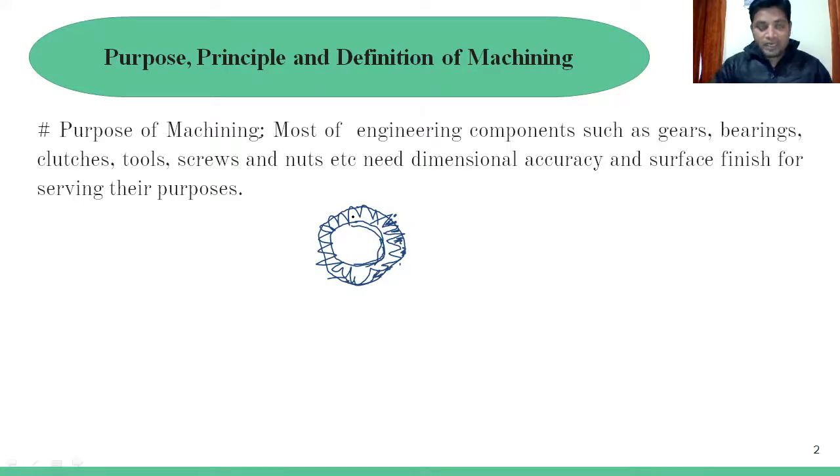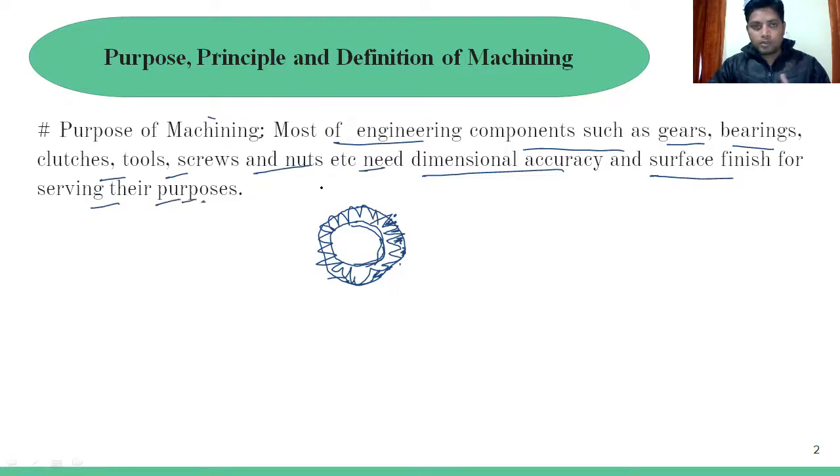If we go to the correct definition for the purpose of machining, then most of the engineering components such as gears, bearings, clutches, tools, screws and nuts, etc., need dimensional accuracy as well as surface finish for serving their purpose. So this is basically why we are using machining, to give them a required shape and size as well as dimensional accuracy and surface finish.